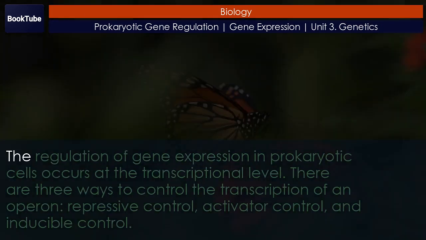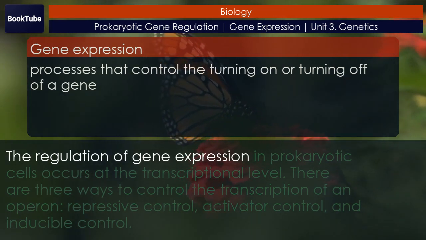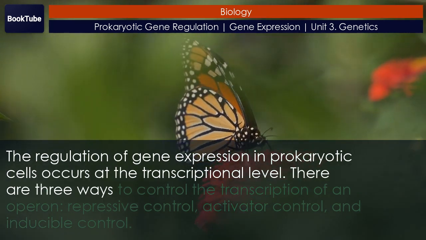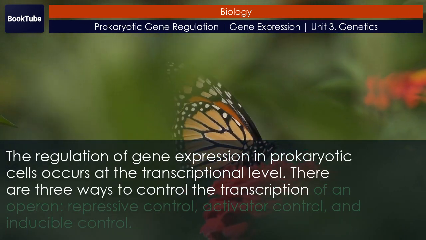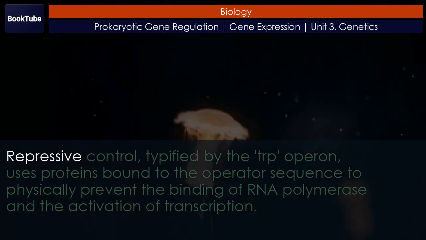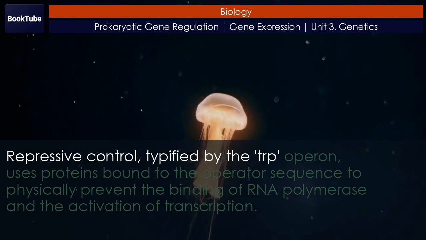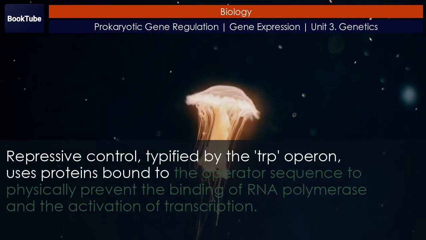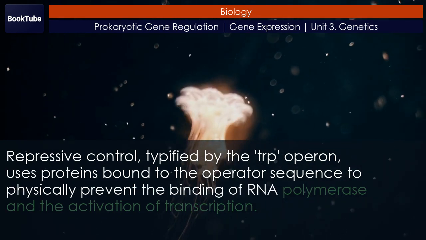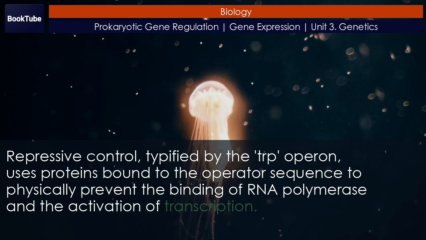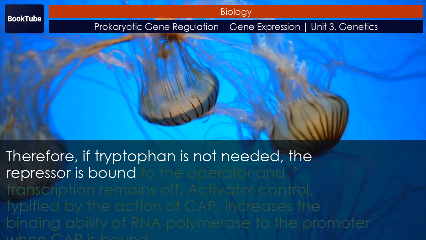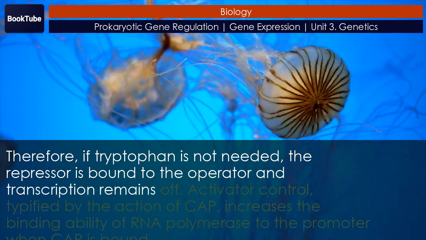Section summary. The regulation of gene expression in prokaryotic cells occurs at the transcriptional level. There are three ways to control the transcription of an operon: repressive control, activator control, and inducible control. Repressive control, typified by the TRP operon, uses proteins bound to the operator sequence to physically prevent the binding of RNA polymerase and the activation of transcription. Therefore, if tryptophan is not needed, the repressor is bound to the operator and transcription remains off.